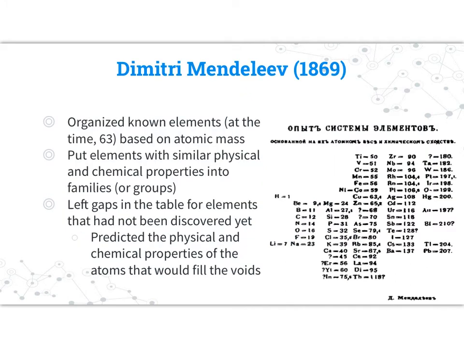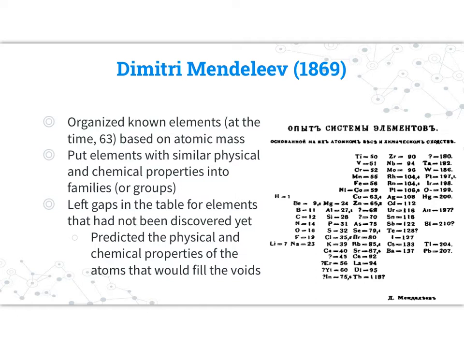Let's talk about that periodic table. Mendeleev organized the known elements at the time. In 1869, there were only 63 elements that they'd figured out at that point, based on atomic mass. He wrote all of these elements that they had discovered on an individual card, like a little sticky note, and he wrote the atomic masses. So the first thing he did was organize them by atomic mass in increasing order.